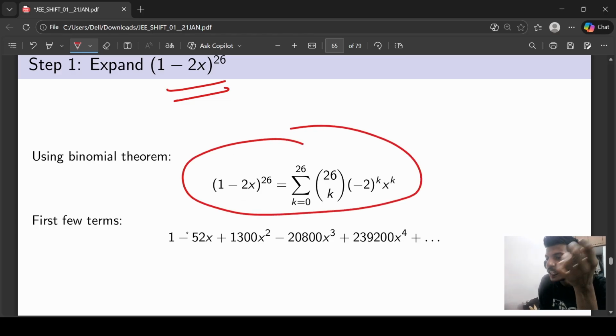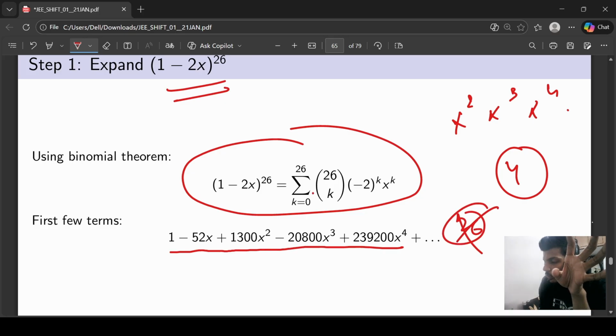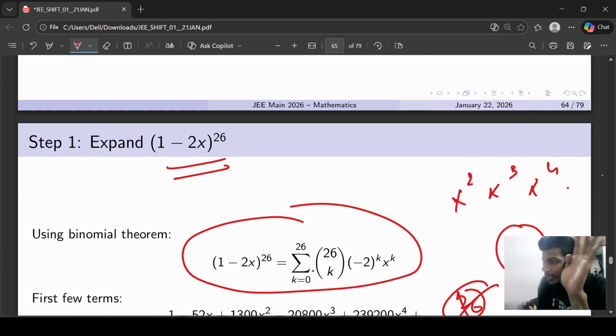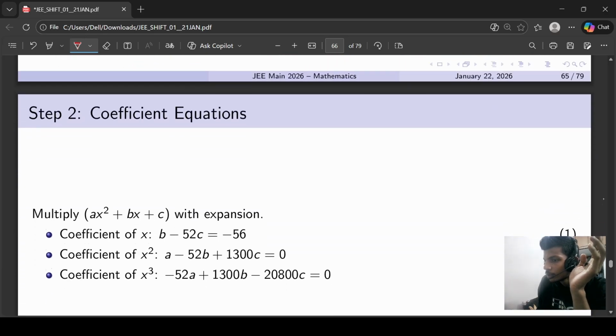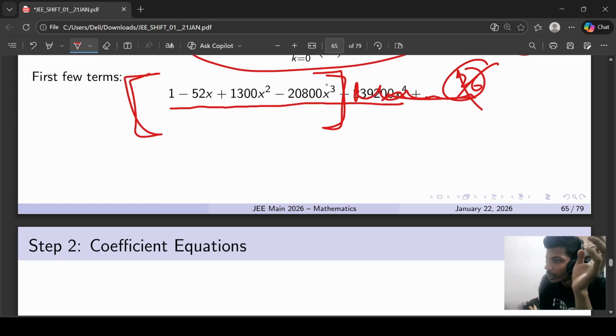Okay, we will expand this a little bit, don't do too much. What was given to us: the coefficients of x square and x cube, and x to the power 4 was also given, so expand only up to 4, don't go beyond 4. So this is what we have done. Don't go for 26, it's a waste of your time. In the question it is given the coefficient of x, x square and x cube, so you don't have to go for x^4 also. Till x cube it's fine. You have to solve for this only. Okay, so we get this, leave everything after this.